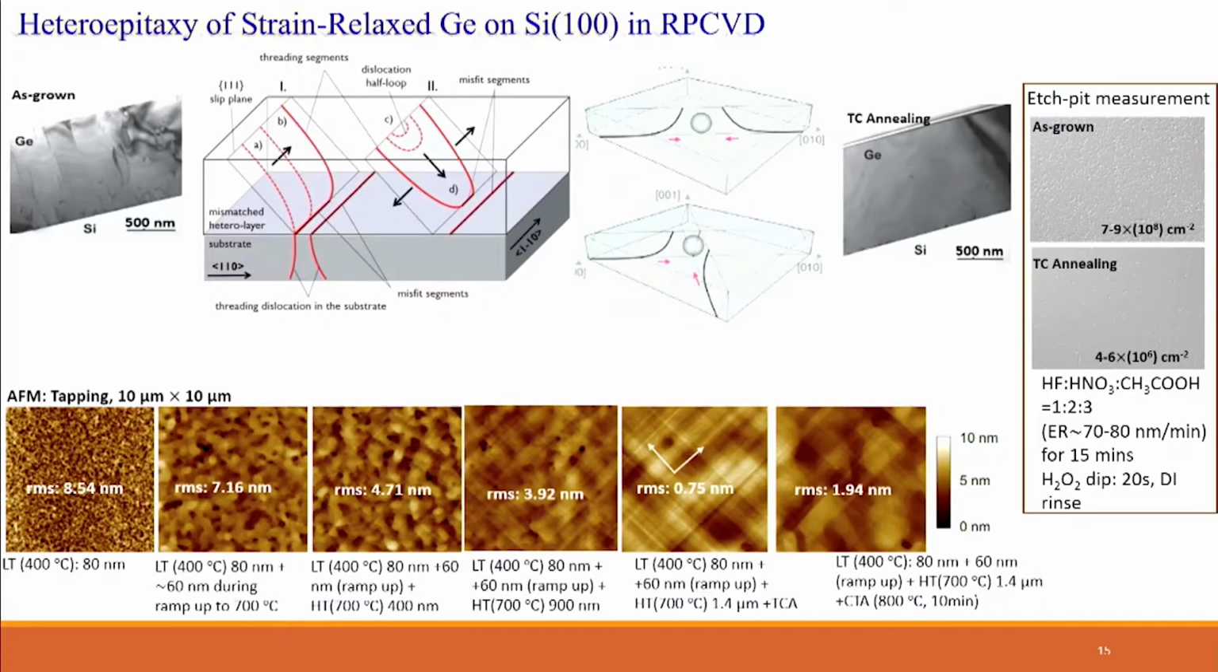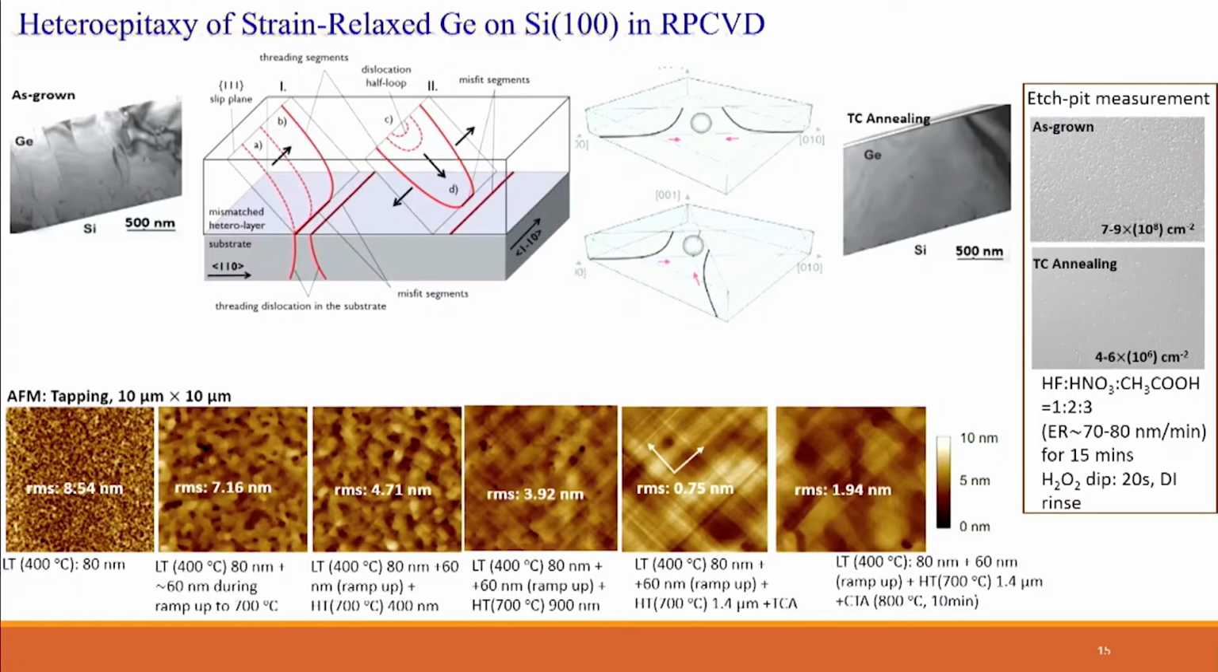Also, we found that when you do this kind of cyclic annealing, the surface roughness improves. And it improves better than when we tried constant temperature annealing. The cyclic annealing works better as far as the roughness is concerned. So cyclic annealing is a better technique to grow this high quality germanium on silicon.